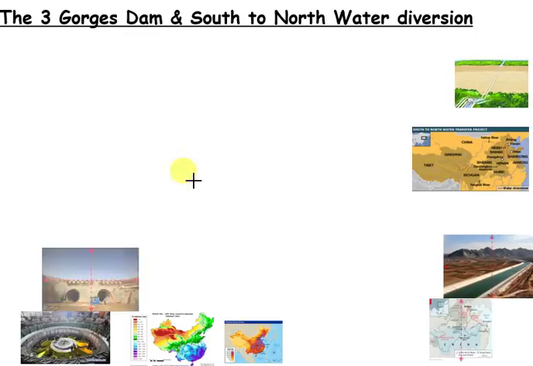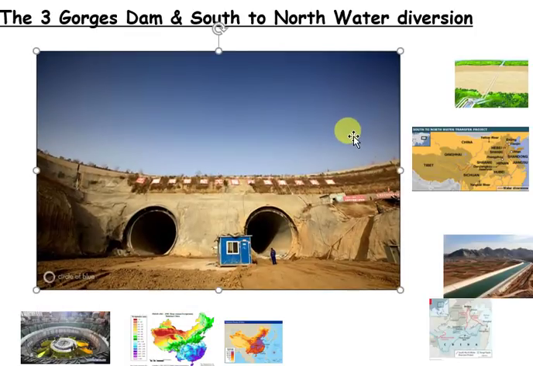I've got another little picture here. Yeah, so you can see the scale of it. The length of these three canal systems is between 300 to 450 kilometers long, so make a note of that. And the middle section, the middle route, is the largest transfer project anywhere in the world.